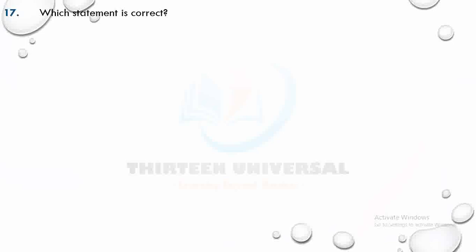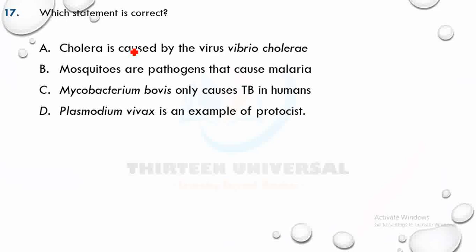All right, yeah. So which statement is correct, guys? Let's see which statement is correct. Pause the video and try it. A says cholera is caused by the virus Vibrio. Cholera is not caused by a virus, that's a bacterium. B: mosquitoes are not pathogens, they are vectors. Pathogens are disease-causing microorganisms, and mosquitoes are not microorganisms.